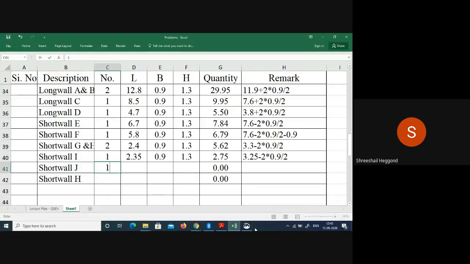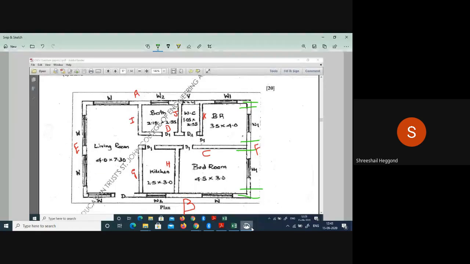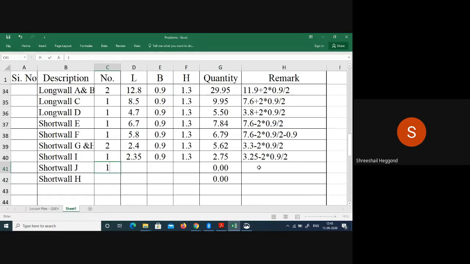And next for J wall, it is also the same length, 2.95, and both the sides center to center length if you are considering it will be 3.25. The calculation remains the same for both the walls: 3.25 minus 2 into 0.9 divided by 2. Therefore, length will be 2.35, that is 0.9 and height is 1.3. Quantity remains same and the H wall is of one number.